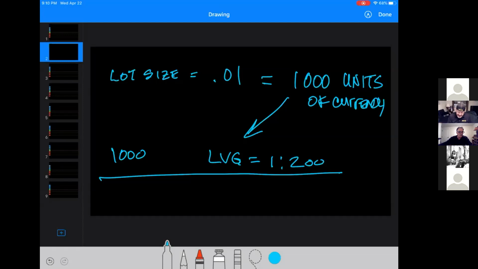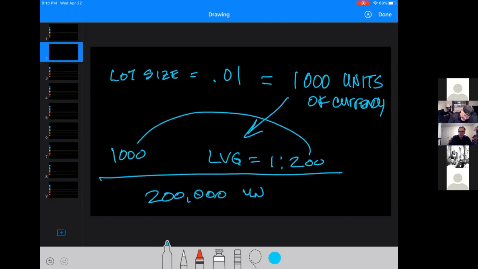The answer is 200,000 units of money. 200 times 1,000, which is 0.01, equals 200,000 units of moolah. Okay, that is what you're doing. This is why leverage can be very, very dangerous.